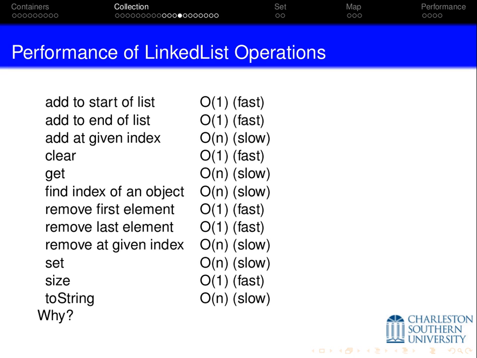Removing an index is O of n, why is that? Yeah, you have to iterate right through it. Set is now O of n. Why is that? Setting a value at a given index. Because you have to iterate through it. Size is O of 1 because we just maintain the size as part of our linked list object. toString is still O of n. That's really not going to change.